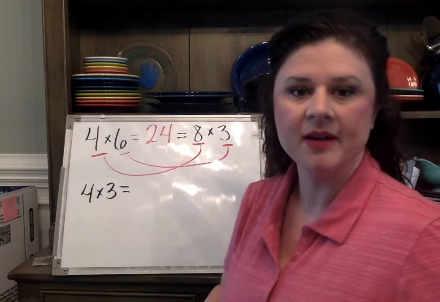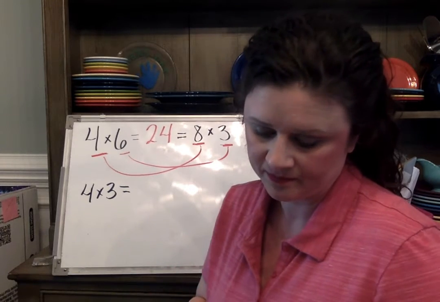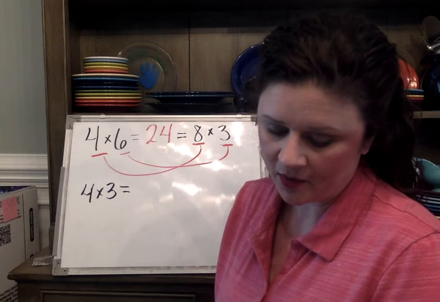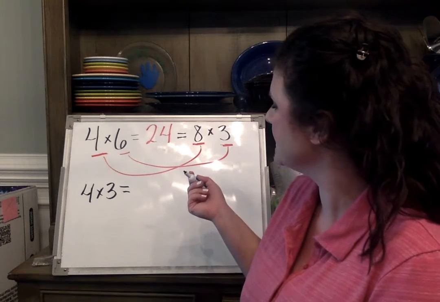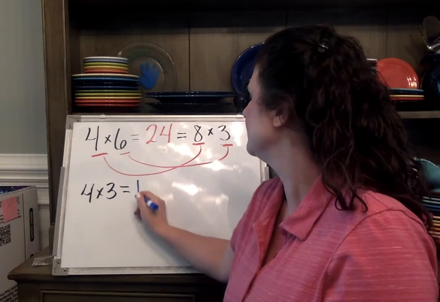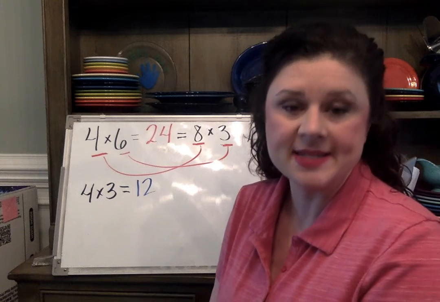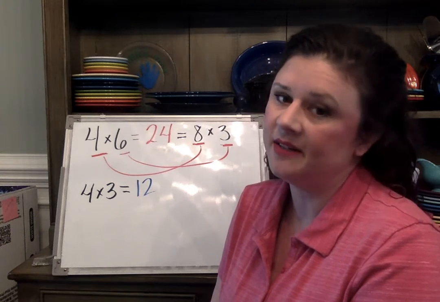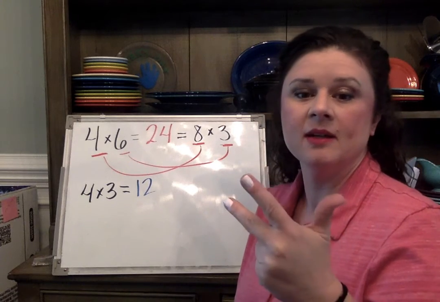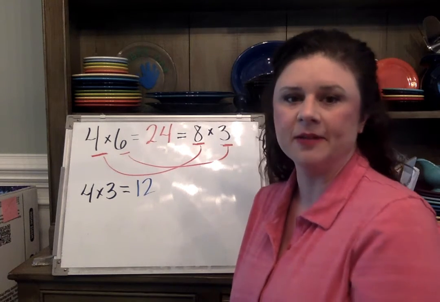Four times 3. Stop the video if you need to and come up with your answer. Okay, a lot of you probably wanted to say 4 times 3. 4, 8, 12. Or maybe you said 3, 6, 9, 12. Is that the most efficient way? No. And when I'm talking about skip counting, you're jumping on a number line by 3s or by 4s, okay? What about that doubling and halving?